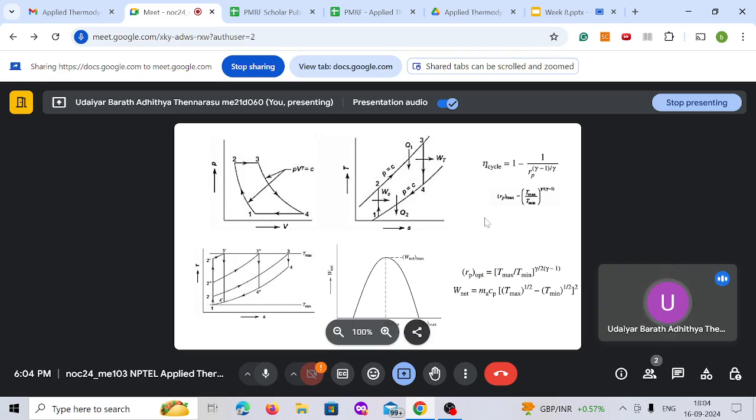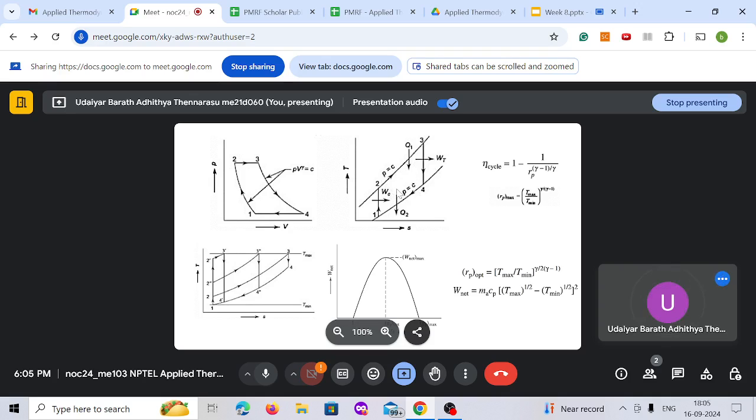This is how the Brayton cycle looks in a PV diagram and a TS diagram. 1 to 2 is your compression process, which is reversible adiabatic. Then 2 to 3 is your constant pressure heat addition, then 3 to 4 is again expansion, which is a reversible adiabatic process, then 4 to 1 is your constant pressure heat rejection. Similarly, in a TS diagram, this is how it looks. You have 1 to 2 and 3 to 4, which are reversible adiabatic, so your entropy will remain constant, and these two are isobar lines, through which your heat addition and heat rejection take place.